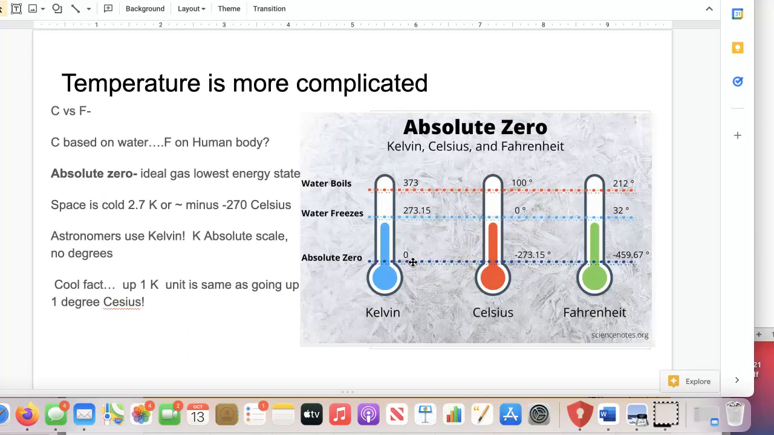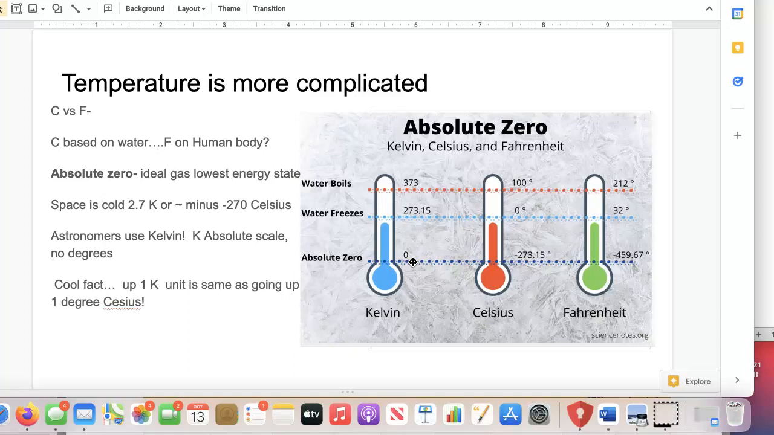And you think of space being very cold, but actually space is 2.7 Kelvin, which would be minus 270 Celsius. So it's cold, but it's not absolute 0. There's actually a little heat in space, very little.